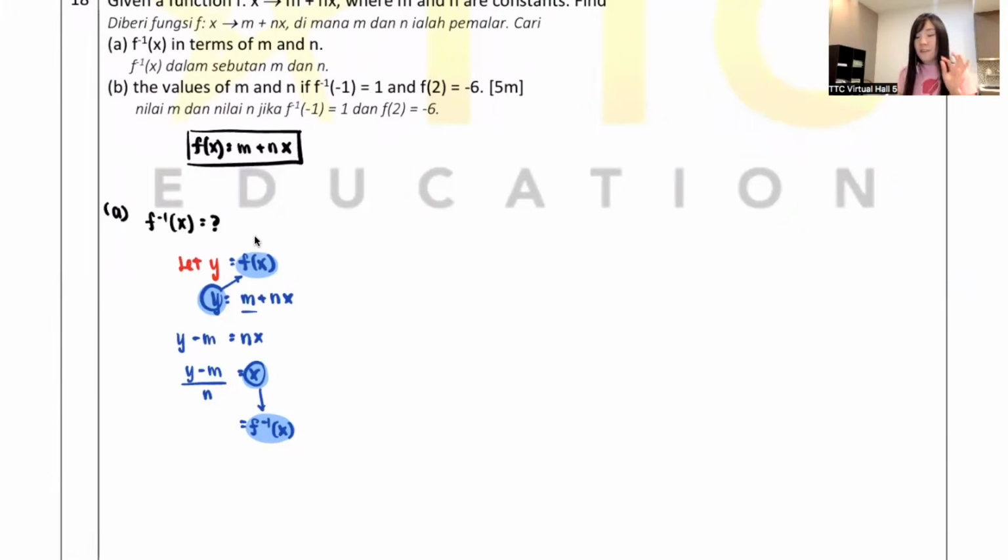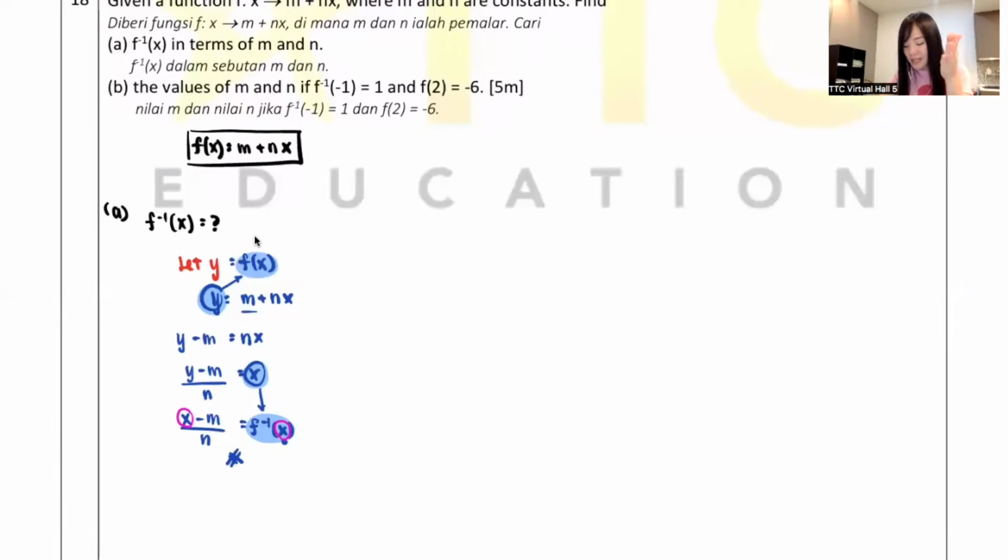But look carefully, for f inverse, they write alphabet x. So this alphabet y, you must purposely change it back to alphabet x, because these unknowns must tally. It cannot be that one you write x, one you write y, cannot, okay? So the let y is just a process for us to flip, but at the end, you must write your answer in terms of x, okay? So guys, this is the answer.